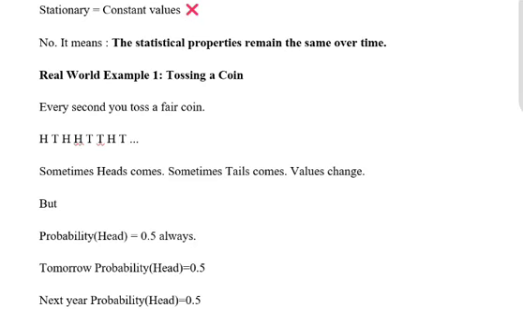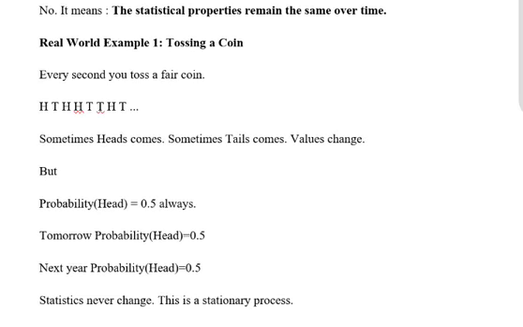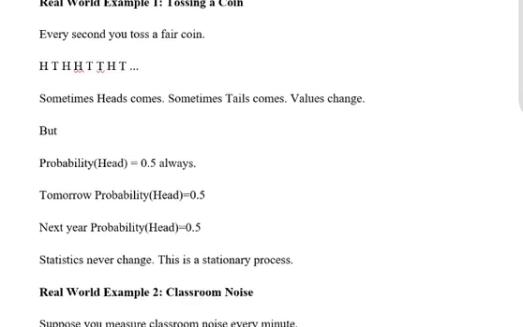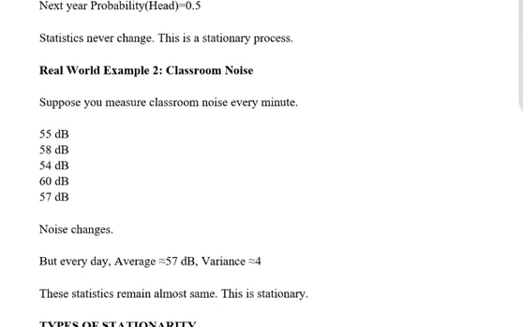So this is what we call a stationary process. The statistic does not change over time. It is going to remain constant. Today it is 50%, tomorrow also 50%, the day after tomorrow also it is going to be 50%, right? So the statistic remains the same. This is what we call a stationary process.